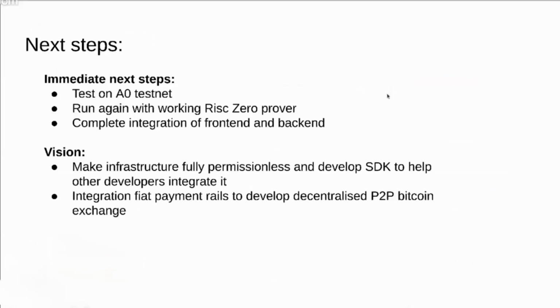So what's the future scope, or the next steps, of our project? The immediate next steps are testing on the A0 testnet, running again with a working RISC-0 prover, and completing the integration of the front end and the back end. The vision is to make the infrastructure fully permissionless and develop a software development kit to help other developers integrate with the platform, and integrate with payment rails to develop a decentralized P2P Bitcoin exchange.